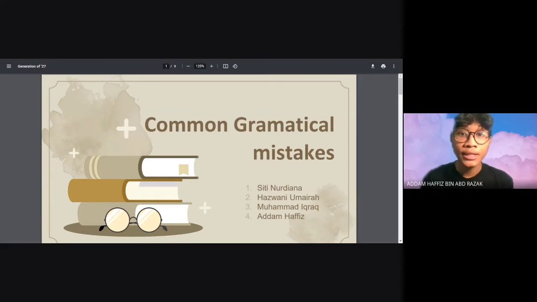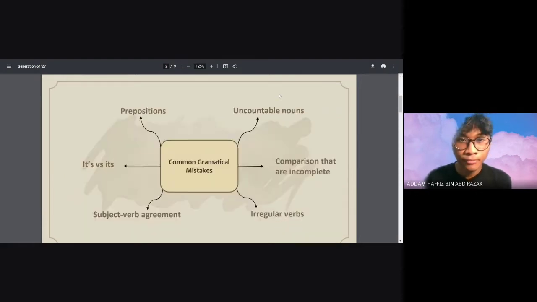So today I will be presenting about common grammatical errors or mistakes that are usually made by students. As you all can see on the screen, we have chosen 6 titles that are frequently made by most students, which are prepositions, uncountable nouns, subject-verb agreement, irregular verbs, incomplete comparatives, and misusing the apostrophe in its, as in it is versus its.